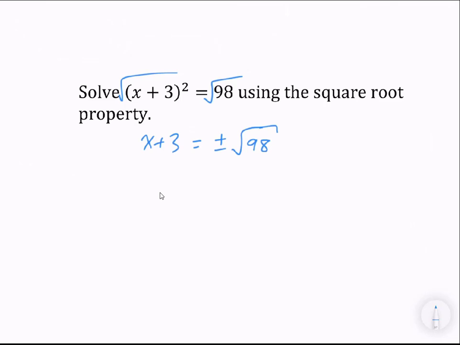Before we move any further, the square root of 98, does that simplify? It's not a perfect square, but I think it does actually simplify, because I happen to know that 49 times 2 is 98. So the square root of 98 is the square root of 49 times the square root of 2. What's the square root of 49? 7, and I can't do the square root of 2. So this is going to be plus or minus 7 square root of 2.